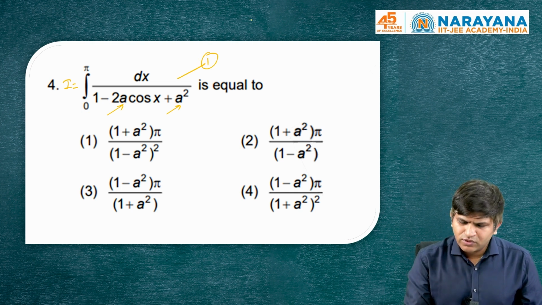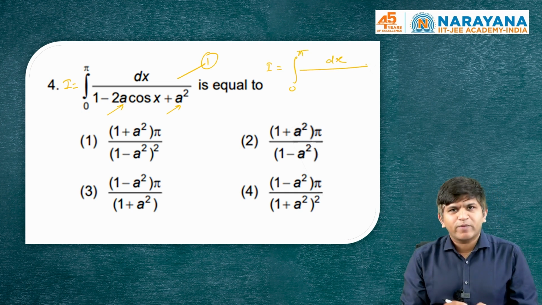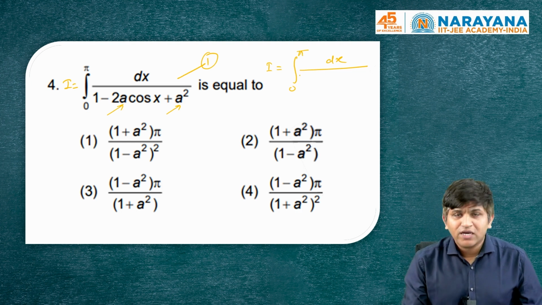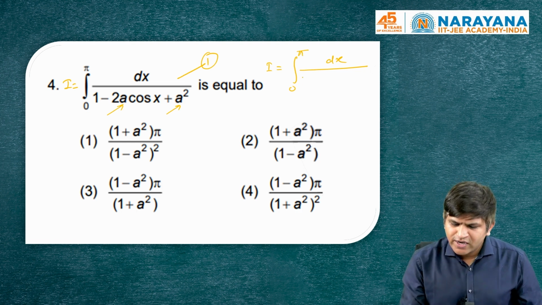Now we are using the King property. So we can write I as the integral from 0 to pi, dx, and we are replacing x by pi minus x. So what we are going to get, cos of pi minus x is basically minus of cos x. So we are getting in the denominator 1 plus 2a cos x plus a square. Let's say this is second.